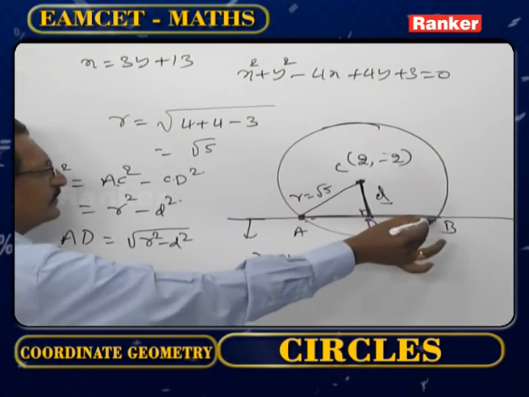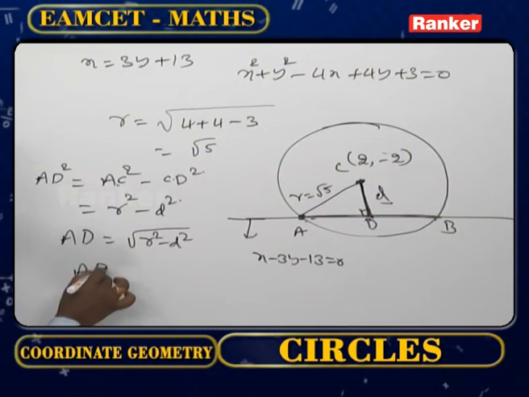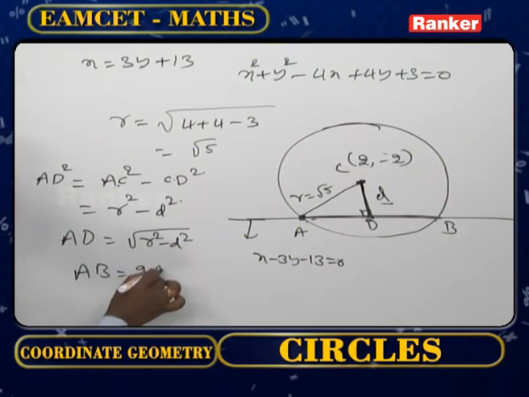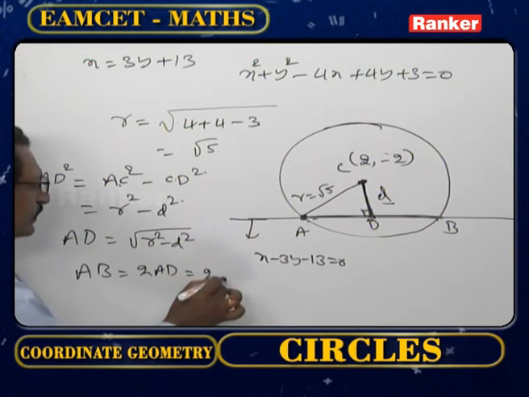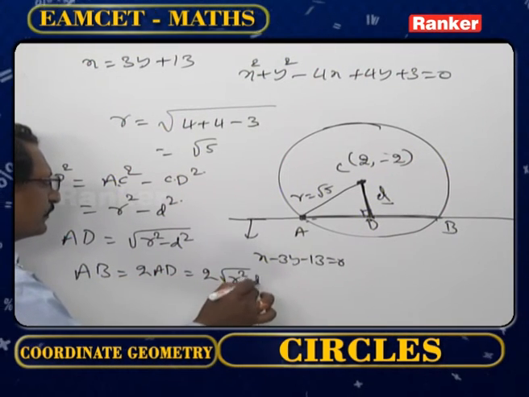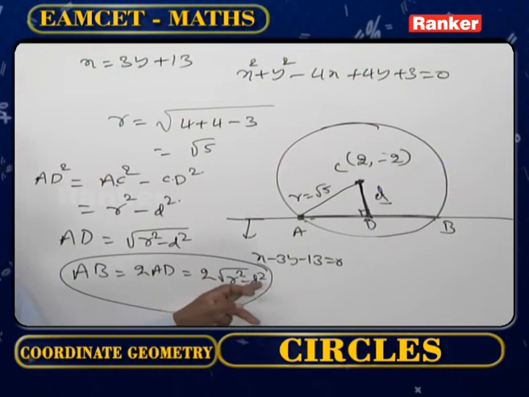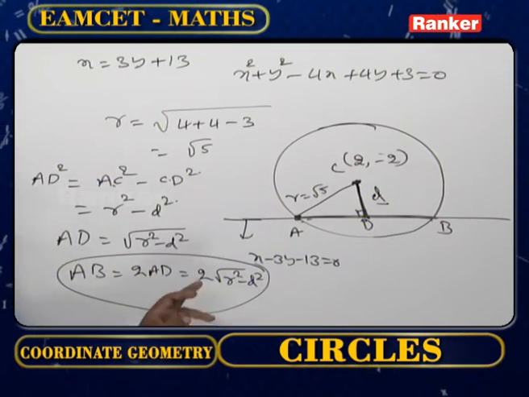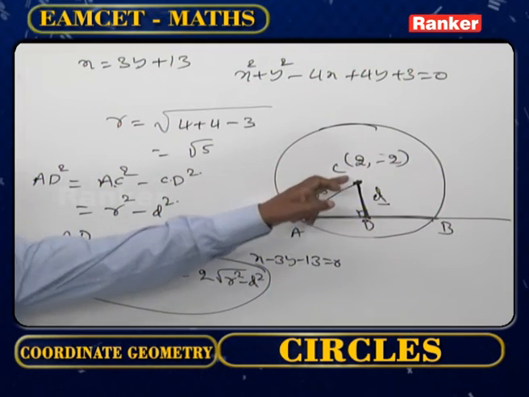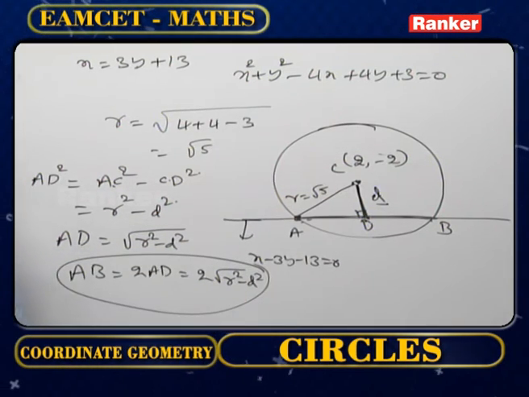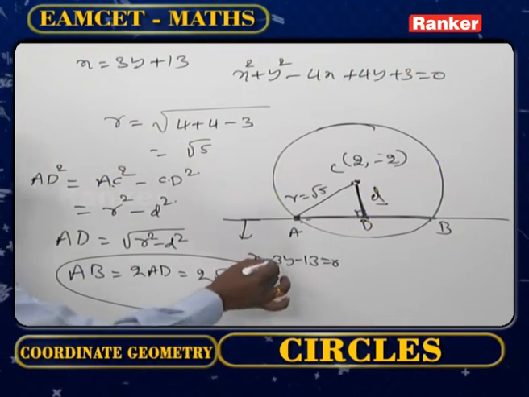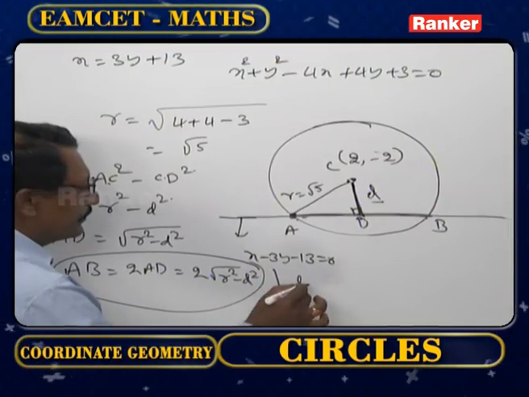But the required length of the chord AB equals 2AD, that equals 2 into square root of R square minus d square. The length of the chord AB equals 2 into square root of R square minus d square, where R is the radius of the circle and d is the perpendicular distance from the center to the chord.